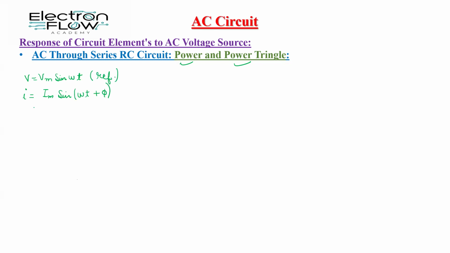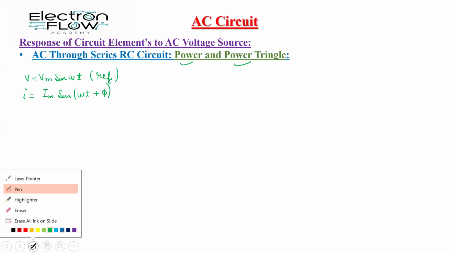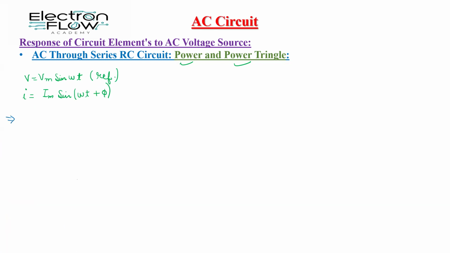Okay, so we know that the instantaneous power P is equal to V times I. Putting the value of the voltage and current, we will get Vm sin omega t into Im sin(omega t plus phi).